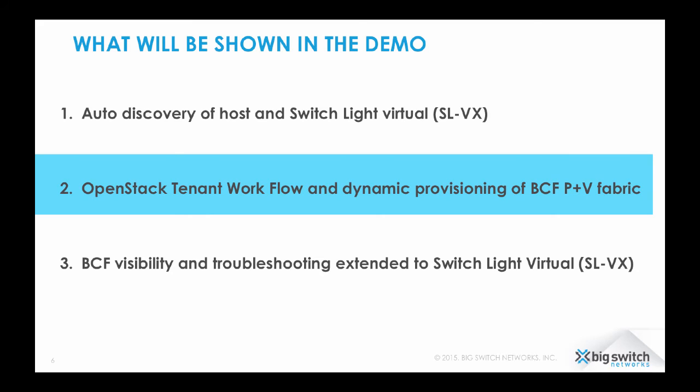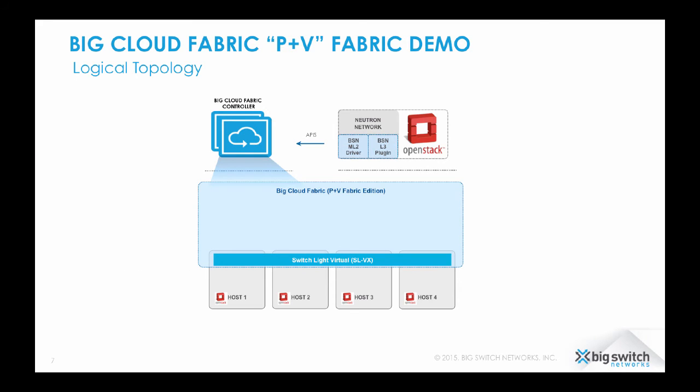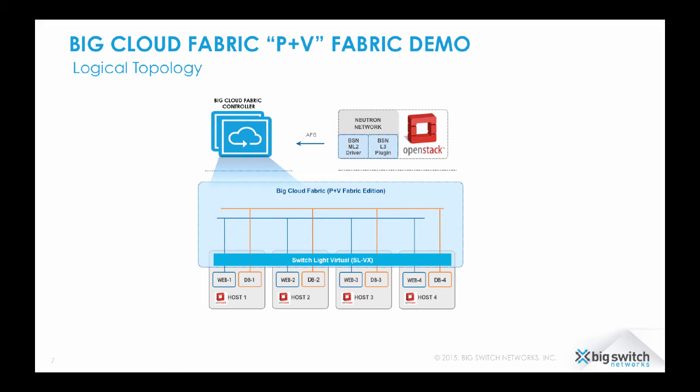Demo 2. Let's look at the OpenStack tenant workflow for application deployment. The Big Switch OpenStack Neutron ML2 driver and L3 plugin enables dynamic provisioning of Big Cloud Fabric for both Layer 2 and Layer 3 networking, as and when the OpenStack tenant creates a network and router on the Horizon dashboard. BCF also handles the floating IP and the NAT as part of the auto provisioning.